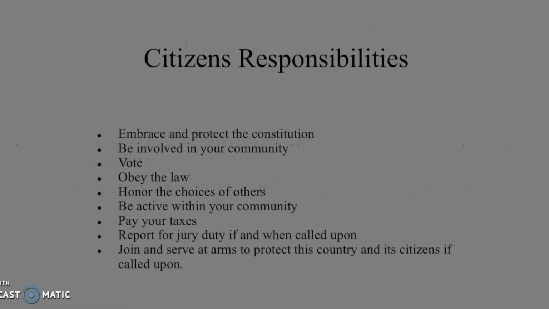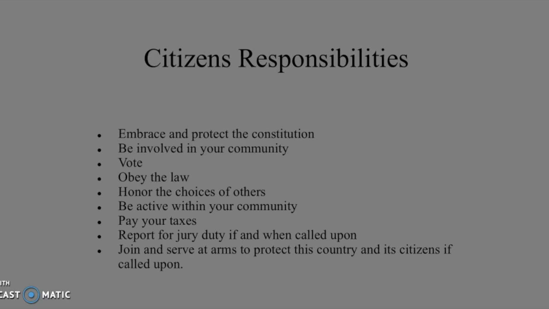So next we'll be talking about the citizens' responsibilities. This includes embrace and protect the Constitution, be involved in your community, vote, obey the law, honor the choices of others, be active within your community, pay your taxes, report for jury duty if and when called upon, join and serve at arms to protect this country and its citizens if called upon.